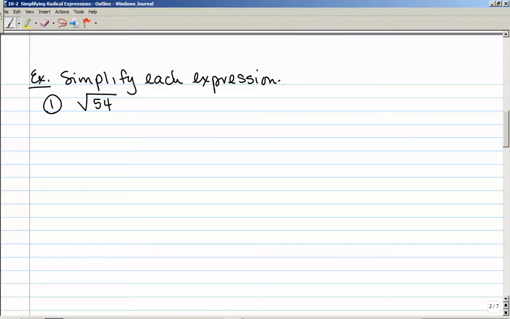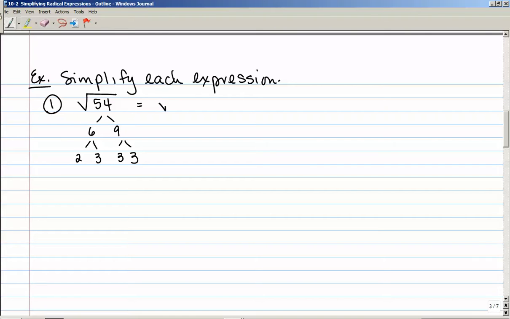Directions say simplify each expression. Number 1 is the square root of 54. Probably the easiest way to do this is to do a factor tree. Let's break it down into all of its factors. So the first thing that comes to mind is 6 and 9. And 6 will break down into 2 and 3, and 9 breaks down into 3 and 3. And remember, all of the numbers that are at the ends here are the numbers that multiply to 54. So 2 times 3 times 3 times 3 equals 54.